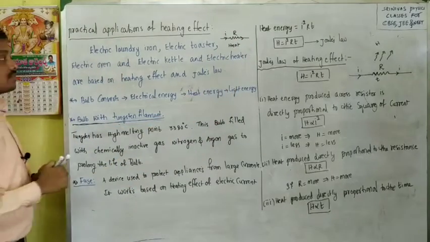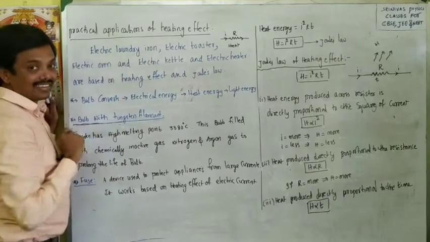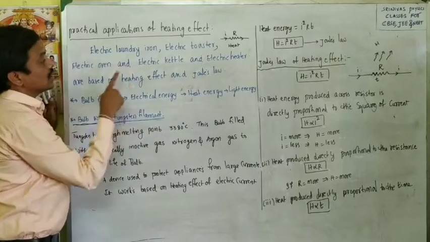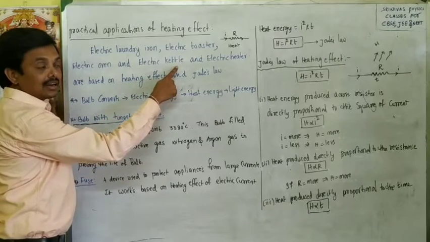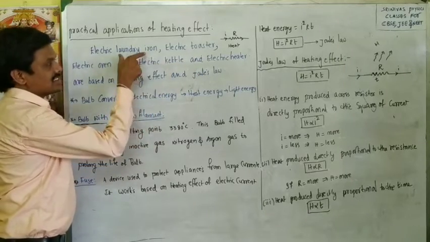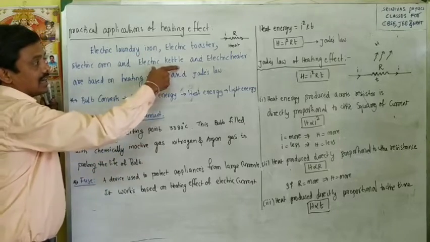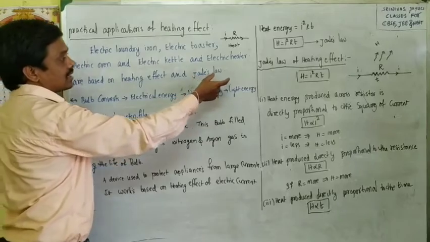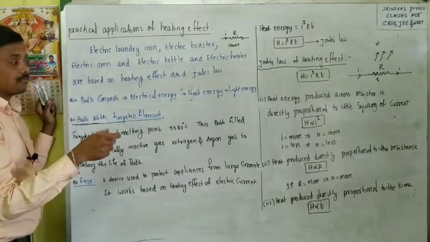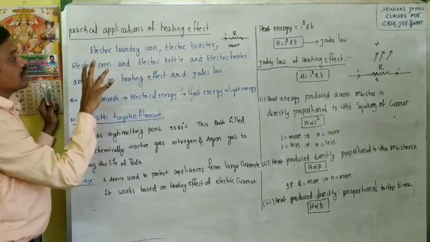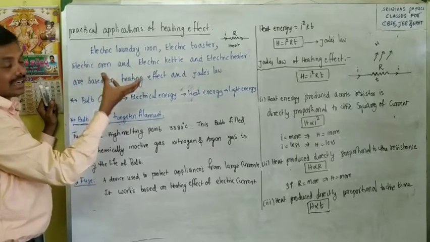In our home also we use the electric laundry iron, which uses nichrome wire, the electric toaster and the electric kettle. You know all these things; we simply use them in our homes. Laundry iron, iron box, kettle for preparing tea, and electric heater for heating water, right? And these all use heating elements.